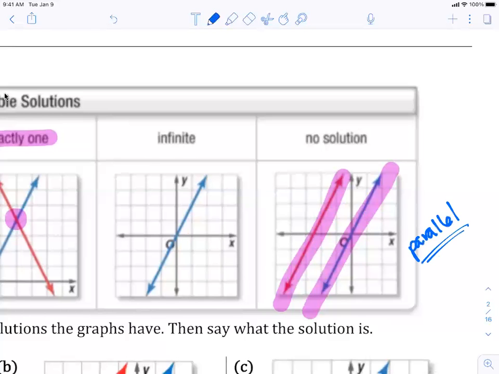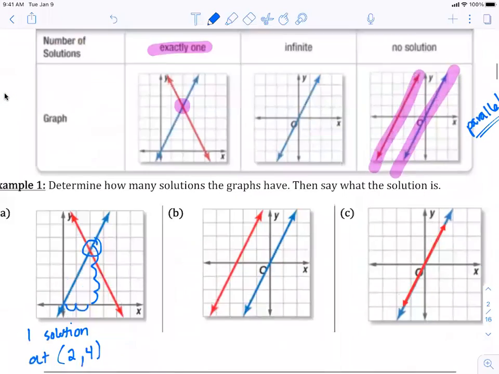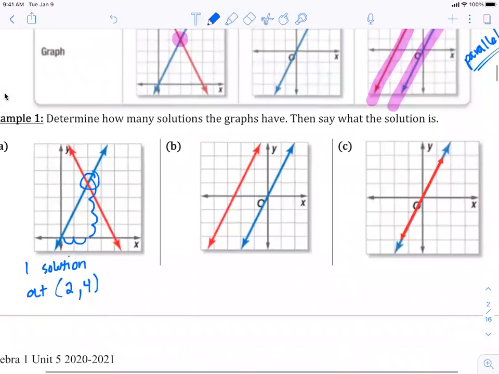Those are lines that never cross. So if they never cross, if the question is where do they cross and they never do, then this is actually a case we would call no solution. The answer to this would be no solution.